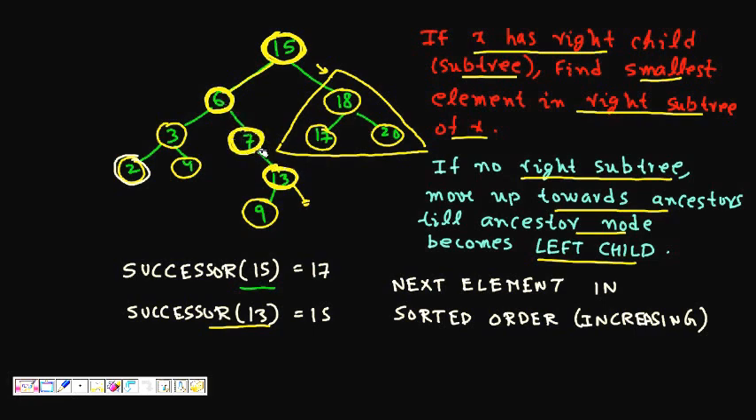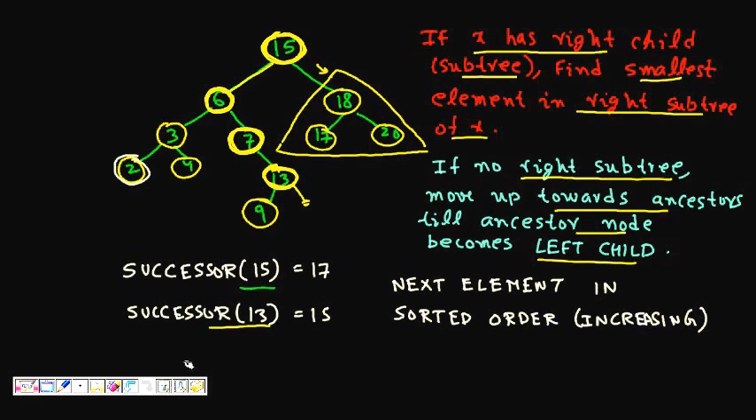Okay, 7 I move, then 7 is the right child of 6. 6 I move, 6 is now the left child of 15. So pick up 15, that will be your successor. Okay, so now about the code.